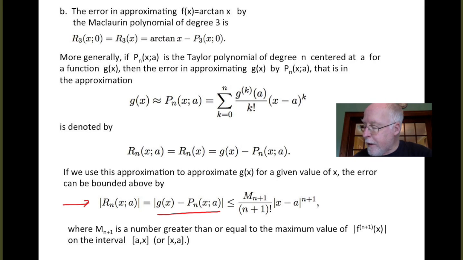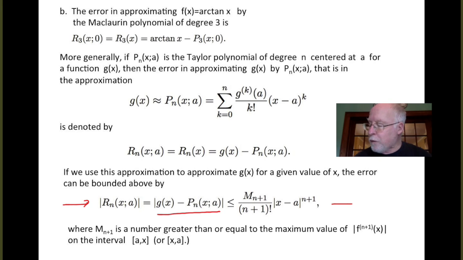And we'll see in our textbook that there is a way of estimating, or getting a bound on, how big this difference is. It is this result. The idea is that the difference g_n minus p_n is no bigger than M_{n+1} over (n+1) factorial times the absolute value of x minus a to the n+1.